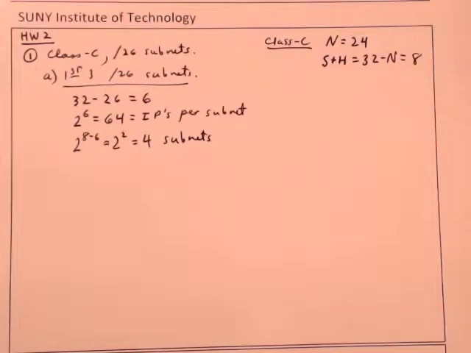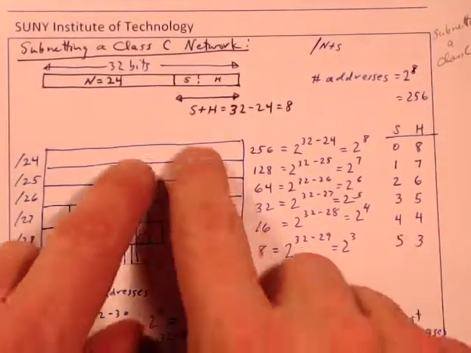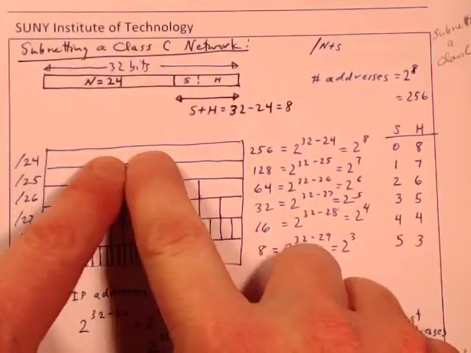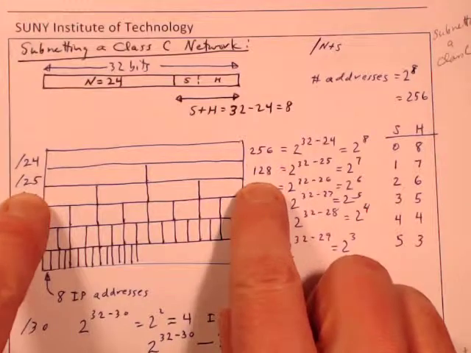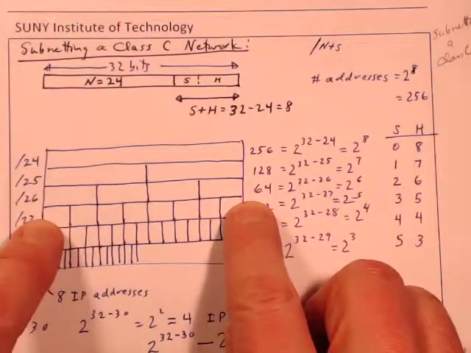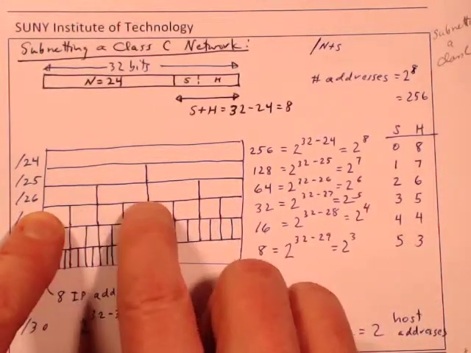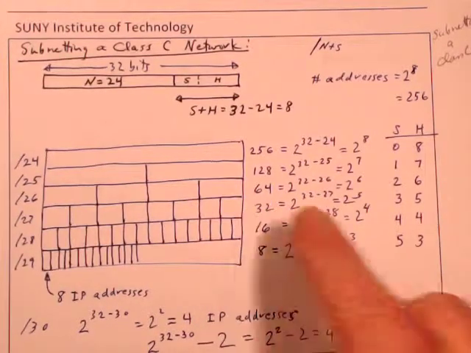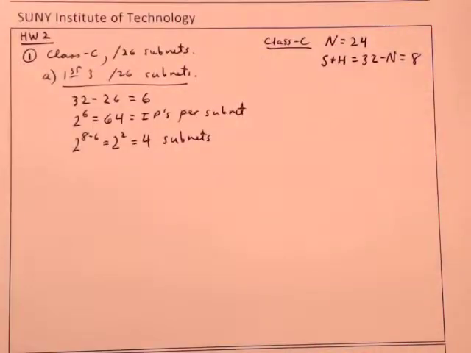Okay, so this is what a /26 looks like, and if you go back to the earlier video, you can look at taking this Class C network, starting with 256, a /25 gives us 128, and a /26 gives us 4 blocks of 64. Okay, so this is where we start.